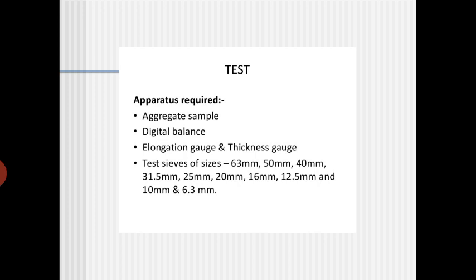Then there are different sieves of sizes like 63 mm, 50 mm, 40 mm, 30.5 mm, 25 mm, 20 mm, 16 mm, 12.5 mm, and 10 mm, and the least is the 6.3 mm sieve. Normally we use them for sieve analysis and to find out the elongation as well as the thickness of the gauges, and for that we take one graded size, like 20 mm retained, 25 mm retained, and we take that.